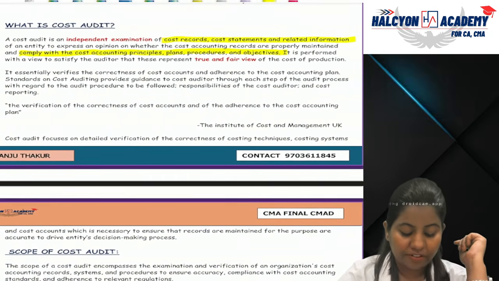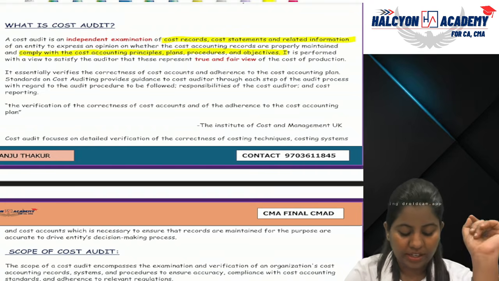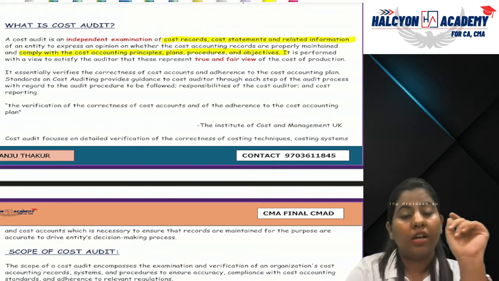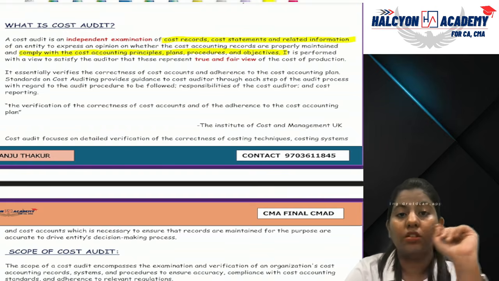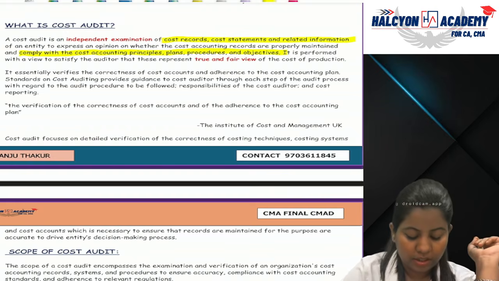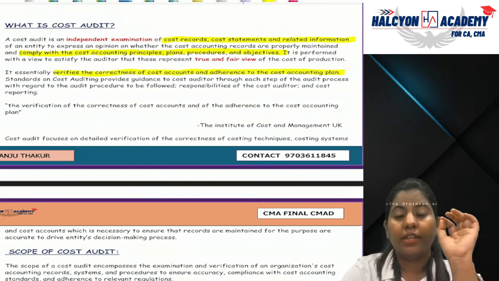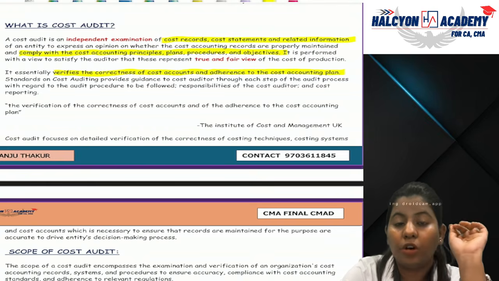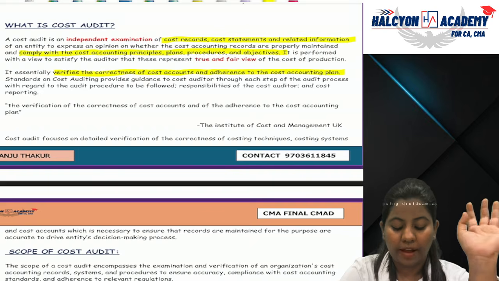It essentially verifies the correctness of cost accounts. I told you, cost audit is performed to see two things: the verification of correctness of cost accounts, and adherence to the cost accounting plan, whether the records and accounts are as per the cost accounting plan or not.